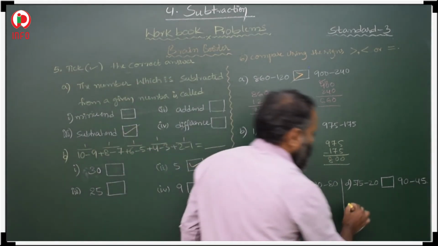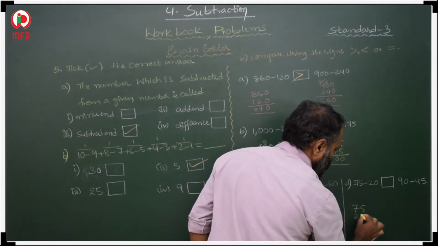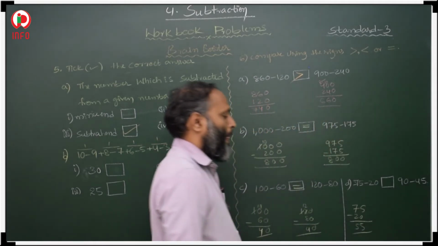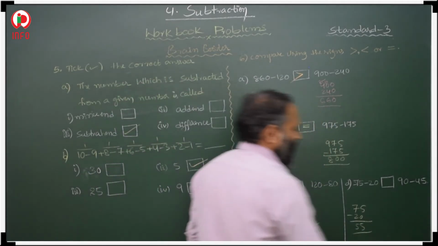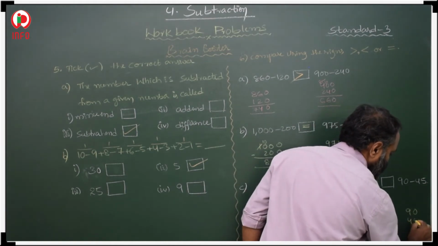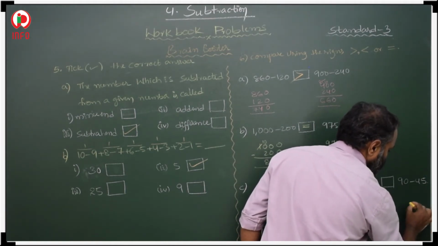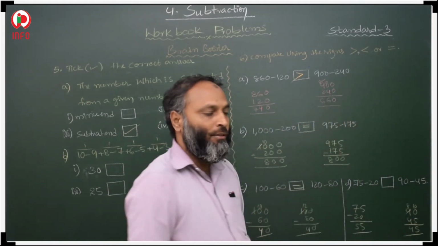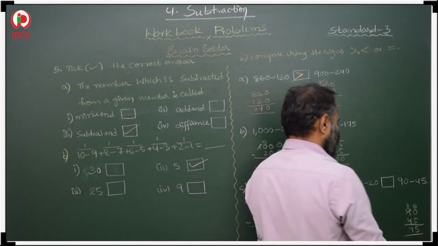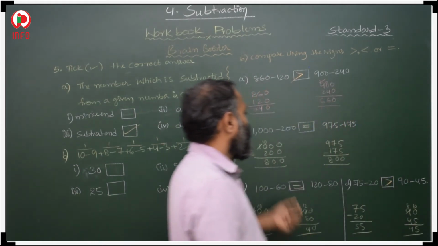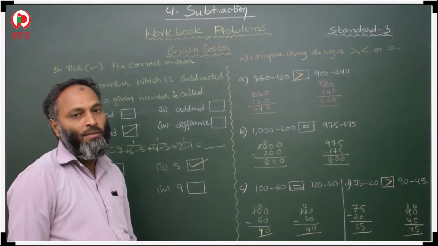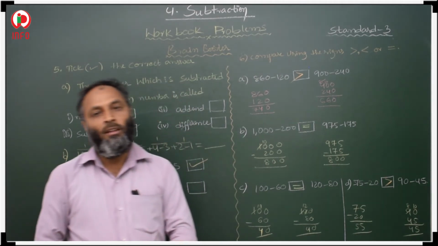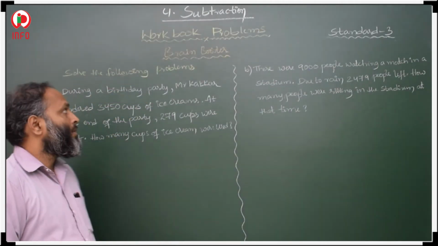Now 75 minus 20 is 55. Next, 90 minus 45. Borrow here 10, here 8. 10 minus 5 is 5. 8 minus 4 is 4. 45 and 55, so this is bigger. This is greater than. First we have to do the minus, then after that we have to decide which one is greater and which one is equal. We have to write in this format.